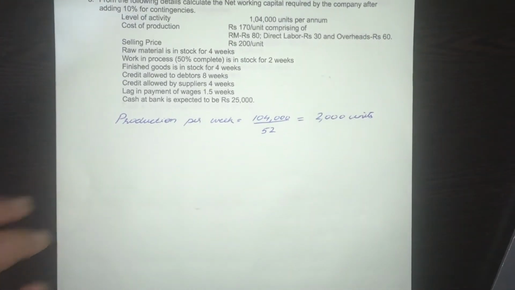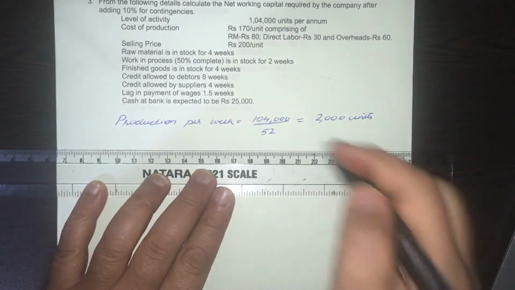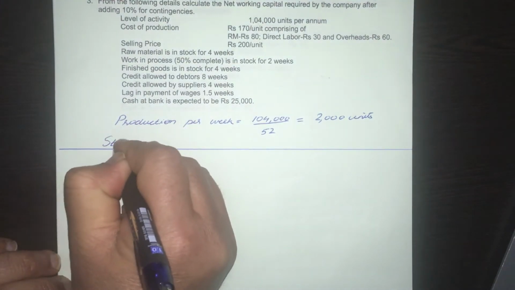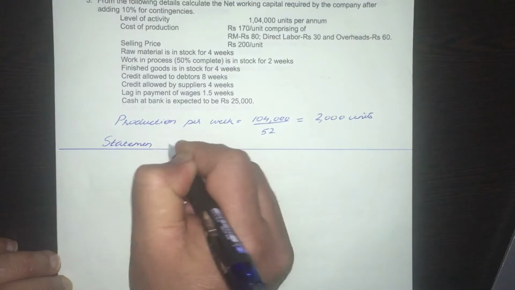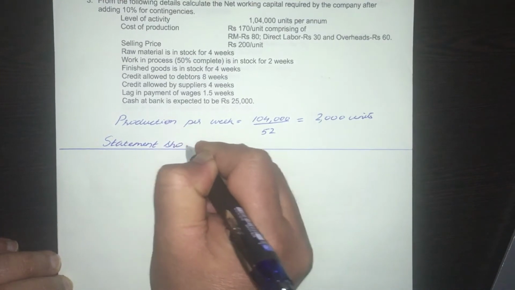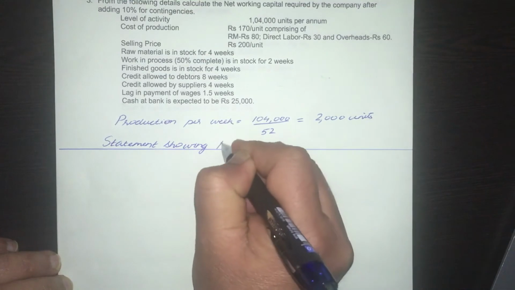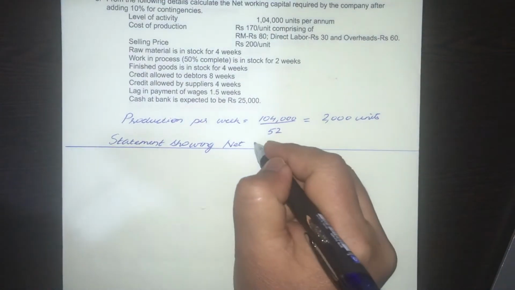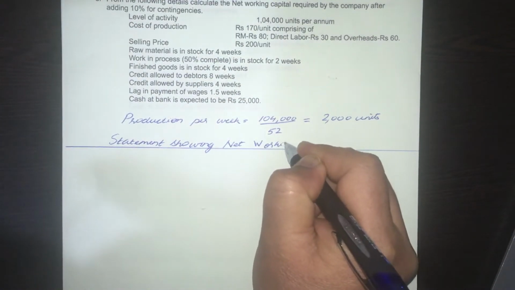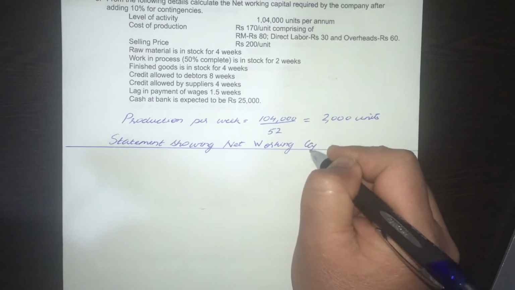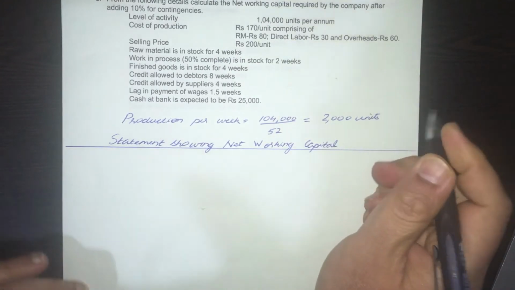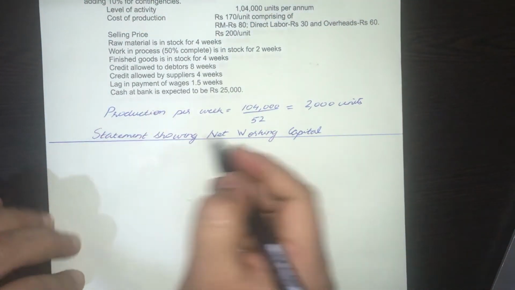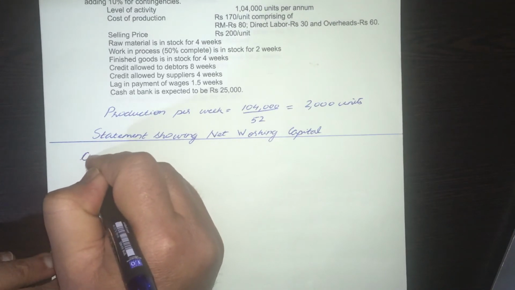All right. So next thing is to show statement. Find out the net working capital. So statement showing net working capital. All right. Net working capital. Next, current assets. Find out the current assets.